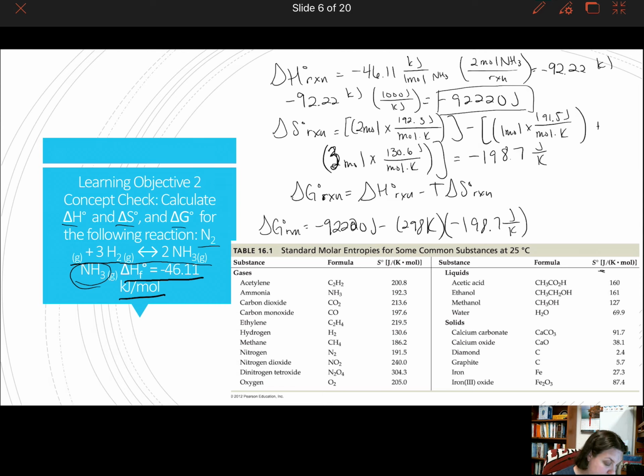When we solve for this, we get a value of negative 33,000 joules, or negative 33 kilojoules. Negative, so it would be spontaneous.